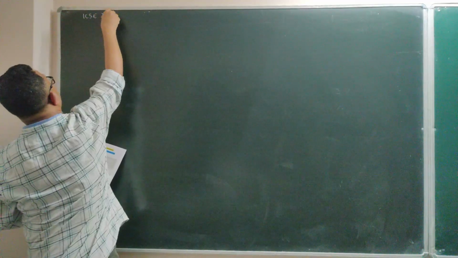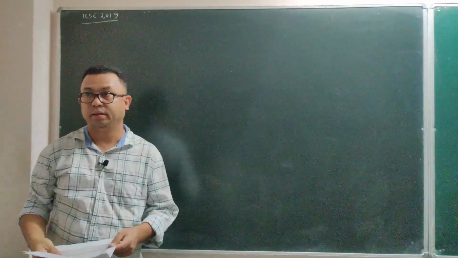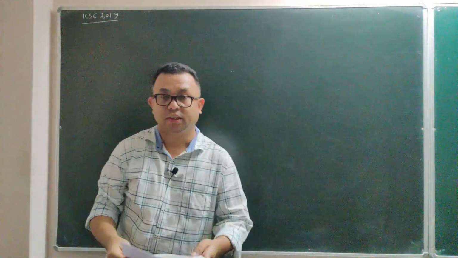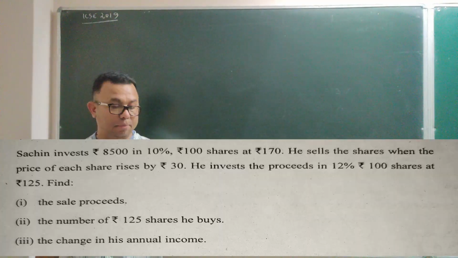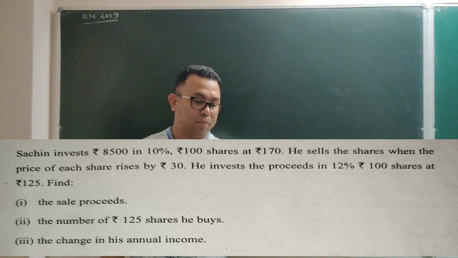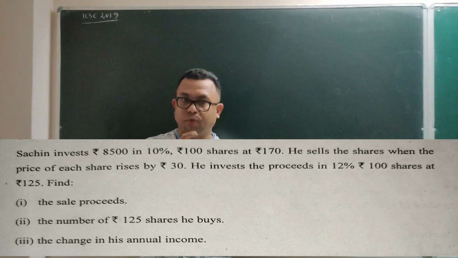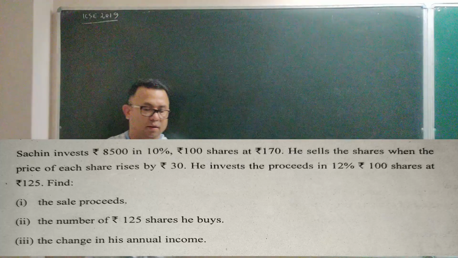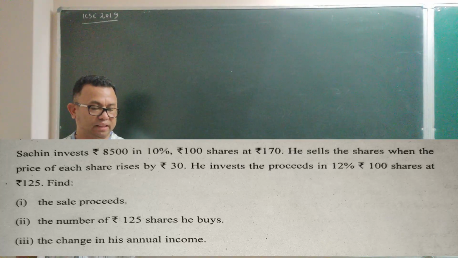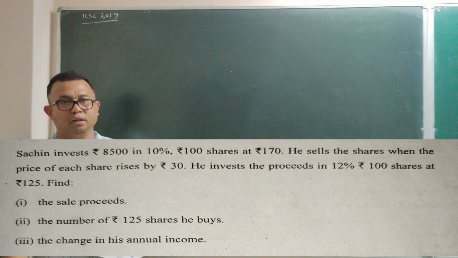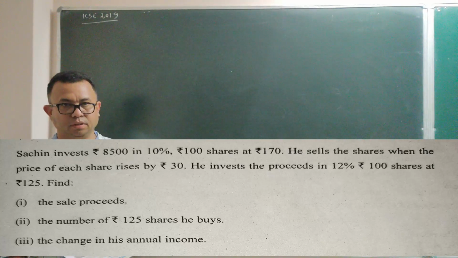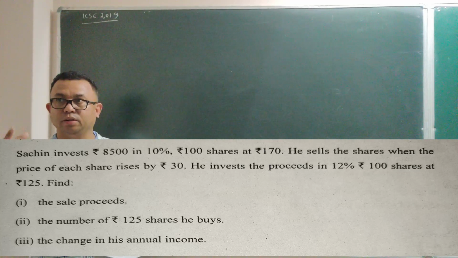Okay, so now your sell proceed type of question. The latest ICSE sell proceed type of question is 2019. So this is an ICSE 2019 question. Now listen, what is the question about? Sachin invests rupees 8,500 in 10% rupees 100 shares at rupees 170. But see what he does, he sells the shares when the price of each share rises by 30 rupees. The price of the share went up by 30 rupees. Then he sold all the shares, whatever shares he had.